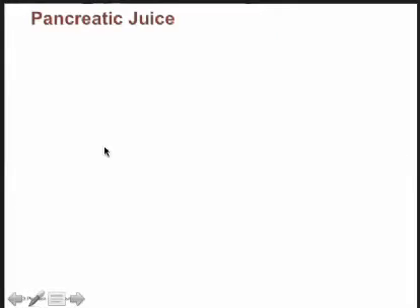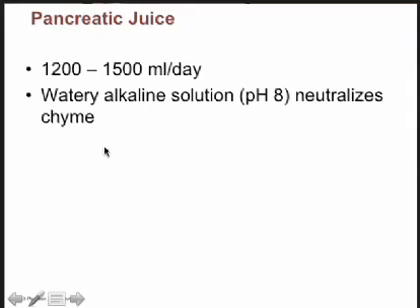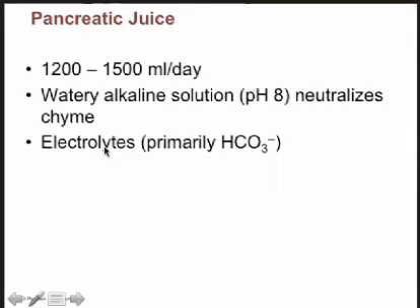Okay, let's talk about pancreatic juice. You make around 1.5 liters a day. It is an alkaline solution and it neutralizes chyme, and that's very important. Remember that the stomach, as a component of its gastric juice, contains a lot of hydrochloric acid, which is a corrosive liquid.